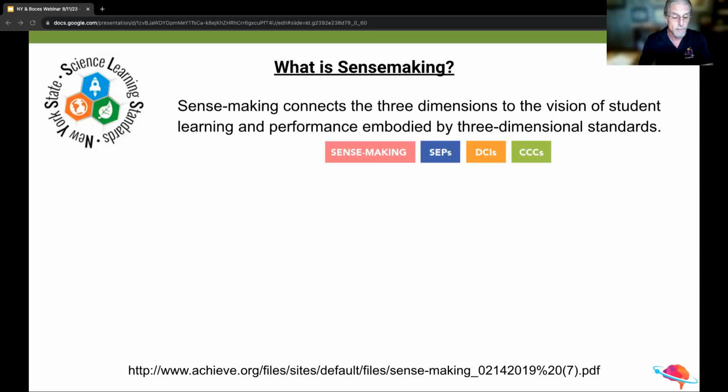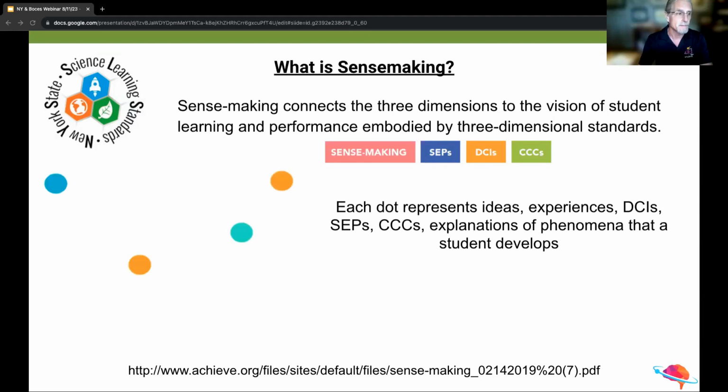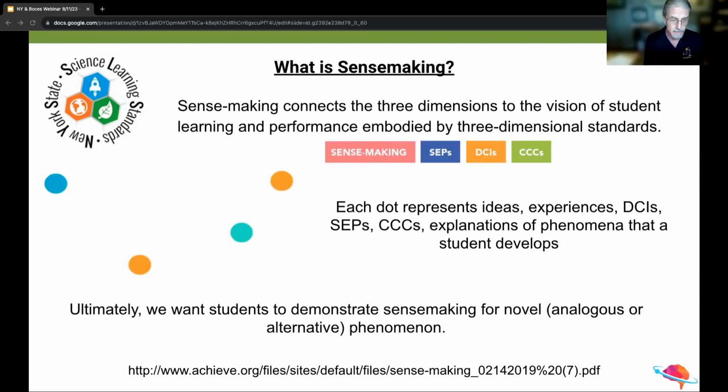Now, with these framework-based standards, we want students to demonstrate that they can figure out uncertainties of phenomena. We want them to be able to demonstrate that they can figure things out. So now the dots. The dots represent the components of a sense-making model, including student prior learning, experiences, and the three-dimensional tools, the DCIs, SEPs, cross-cutting concepts. So these are just floating around right now in this image. But once we drop something in there, ultimately, we want students to demonstrate sense-making for novel, analogous, or alternative phenomena. That's the goal down the road. Well, let's go to the next slide.